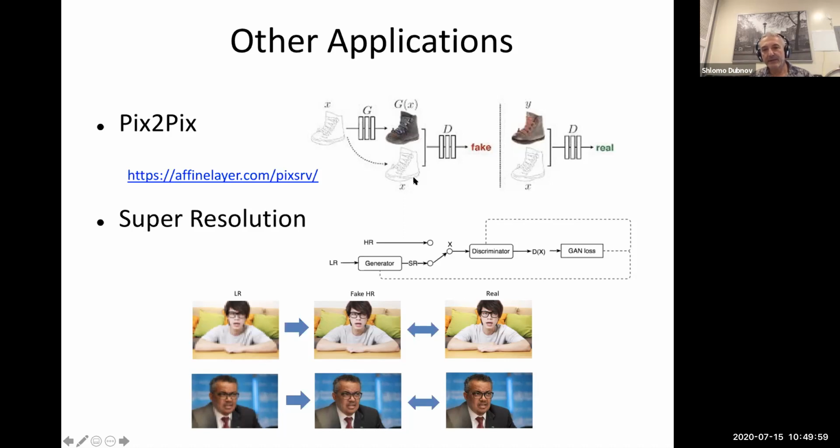So if this is generated, this is fake, but this was the real one, and eventually you will train it in the same way. And if you haven't, just try out this online pix2pix example. You can sketch a cat and you get an image of a cat.